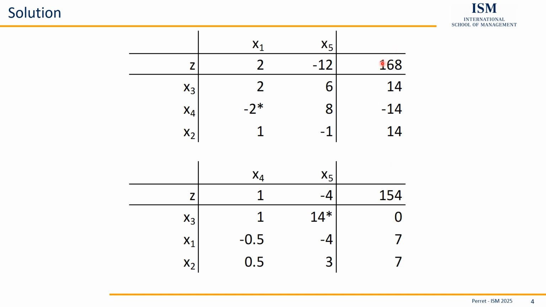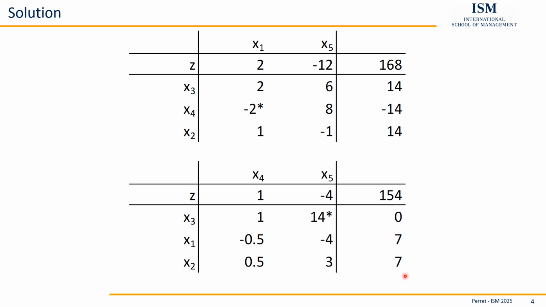Up here, 168 minus 2 times minus 14 divided by minus 2 reduces this to 154. And the same thing is done here for the 12 with this rectangle, for the 6 with this rectangle, and down here with the minus 1 for this rectangle, giving me this new table.